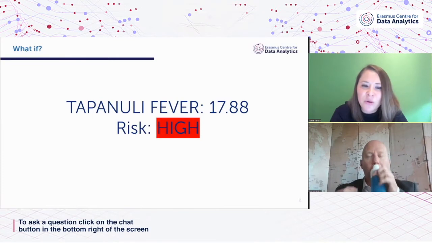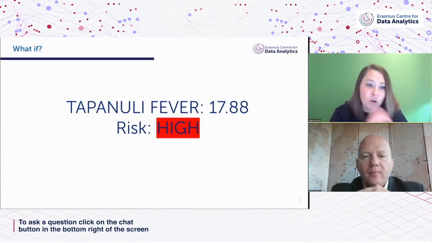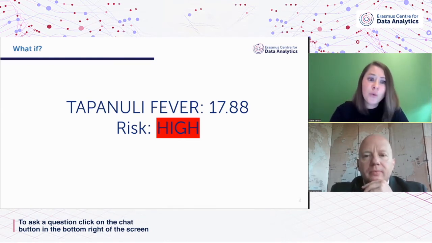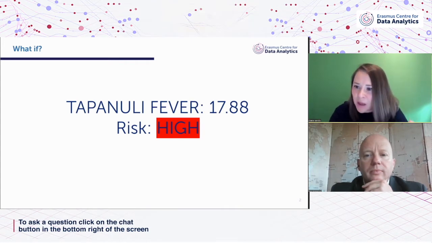Let's think about you going to the doctor for a checkup, and the doctor makes some tests and comes up with an output for you, which says Tapanuli fever 17.88, risk high. You ask the doctor, what's this number? What's 17.88? What does it mean? And the doctor tells you that our new AI system placed together all the results from your test and came up with this number. And this number tells you that you are at a high risk of getting this Tapanuli fever. The bad part is that it can be deadly.